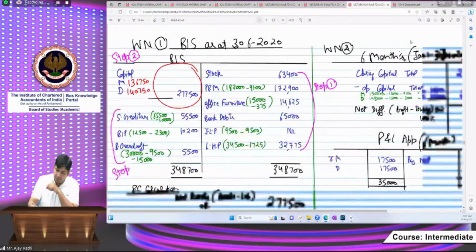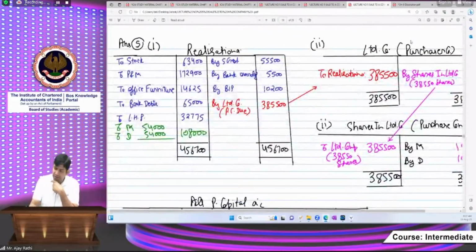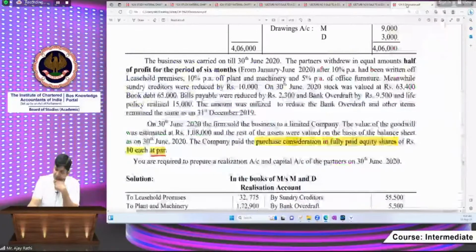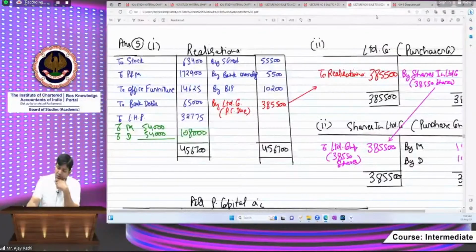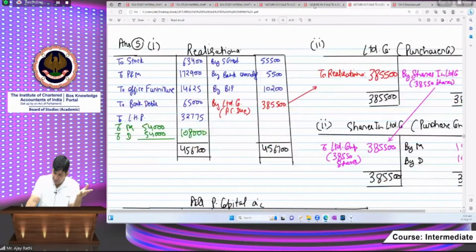Now you are going to transfer the assets and liabilities to realization. Since nothing is given, all the assets and liabilities are being sold. Beta, stock will be transferred, plant and machinery will be transferred, office furniture will be transferred, book debts will be transferred, JLP is 0, and leasehold property will be transferred. Please transfer 3,48,700 to the realization account. See, this is the realization account, so you have transferred here. I am highlighting, please focus on the highlighted portion.